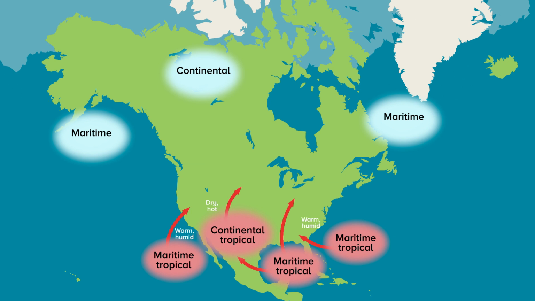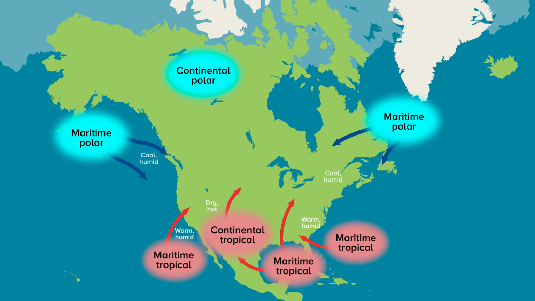Air masses that form in cold regions are called polar. The maritime polar masses form over the northern Atlantic and Pacific Oceans. They bring cool, humid air, resulting in heavy rains in the winter, especially to the west coast of the United States. Air masses near the poles are called Arctic and Antarctic air masses.